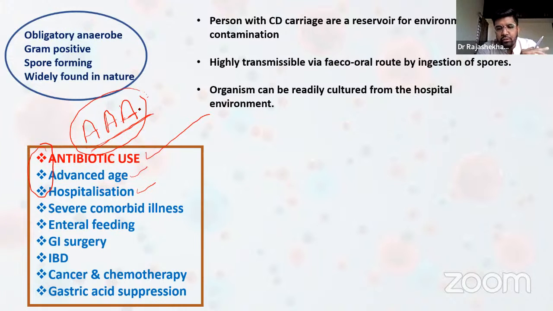Two out of three have to be there. Either the patient has antibiotic use along with advanced age, or admission as the risk factor. Other risk factors have also been detected, like a severe comorbid illness, or the patient being admitted in the ICU after some very big surgery, especially GI surgery, where there is a lot of alteration in the normal human microbiome. And if the patient is on enteral feeding, like Ryle's tube feeding or jejunostomy feeding, this is a particularly important risk factor. A patient of inflammatory bowel disease is also at risk of acquiring it.